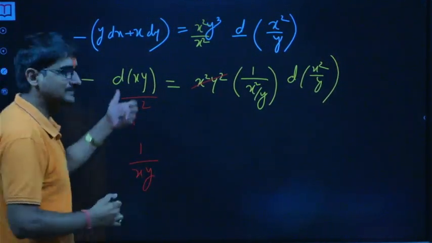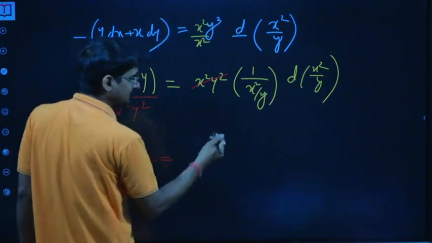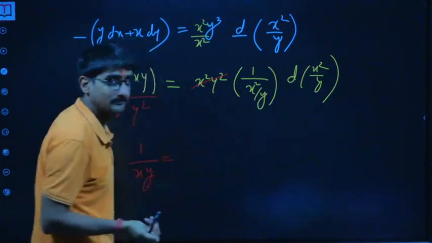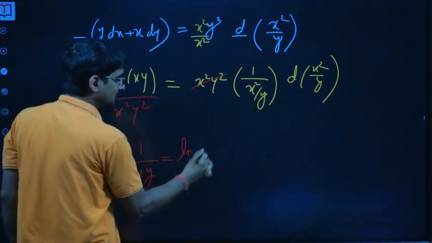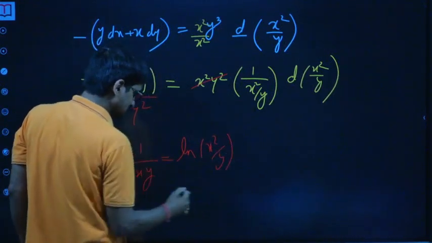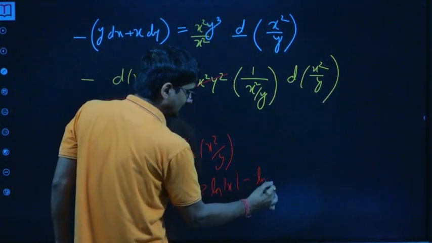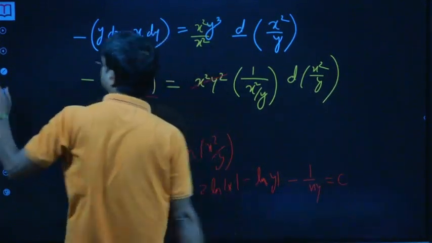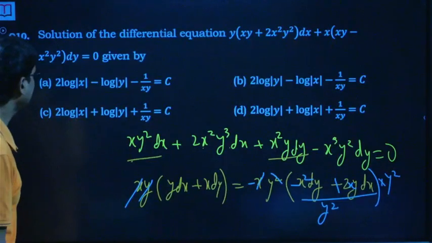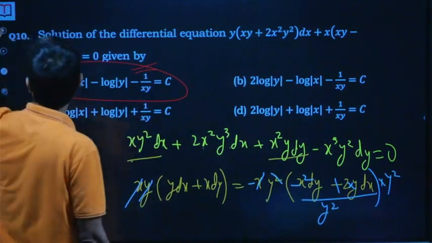xy, okay, dt upon t square, integral is minus 1 by t, minus is there, and then it is dt upon t, ln of t. So we have 2 times ln mod x minus ln y minus 1 by xy is equal to c. So if that matches with any option, 2 times ln mod x minus ln y minus 1 by xy is equal to c, the first one itself is the answer in that case, okay.